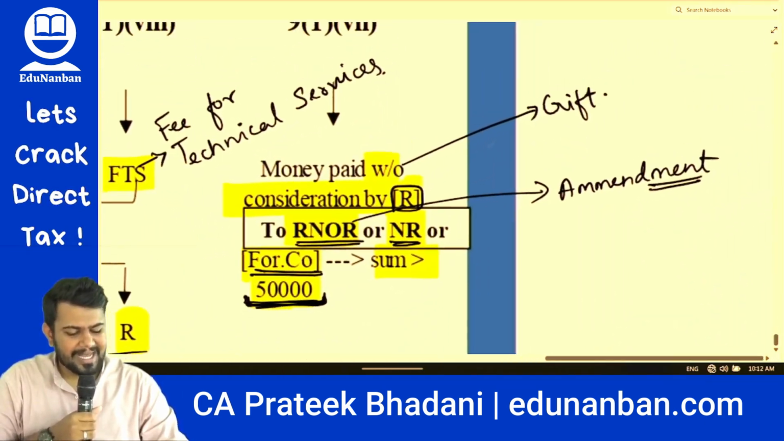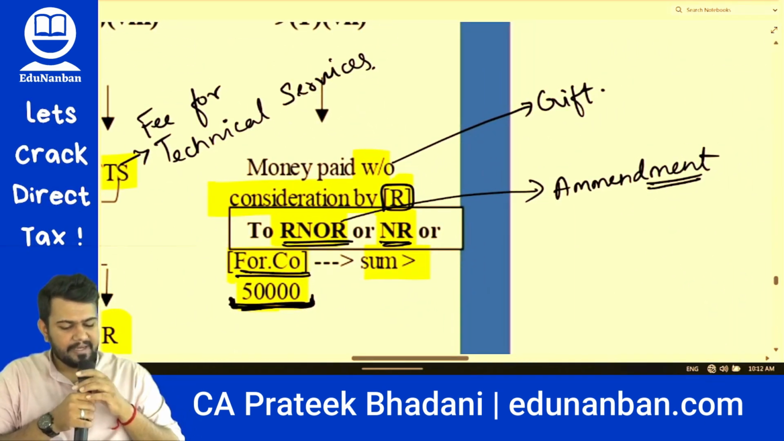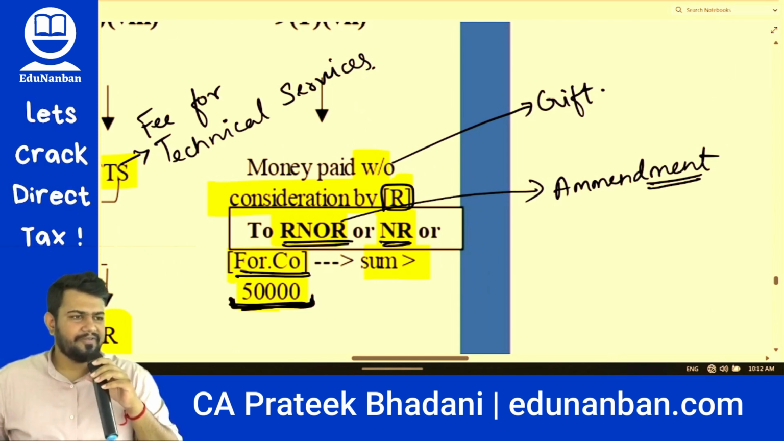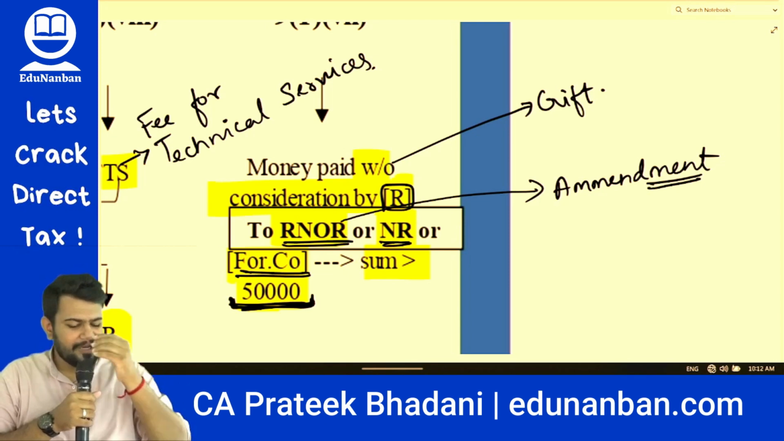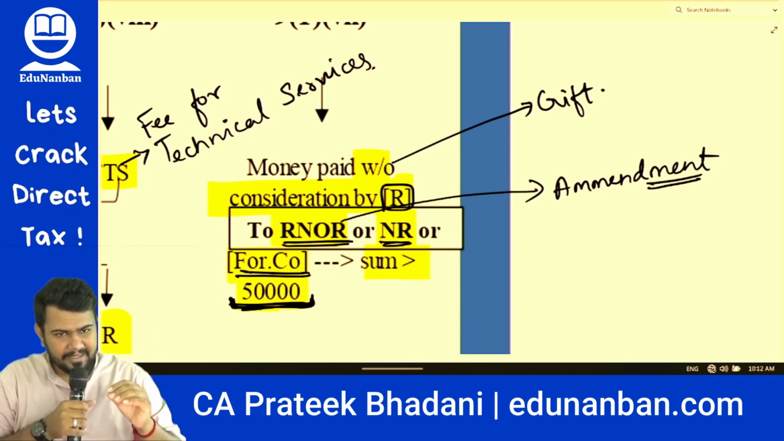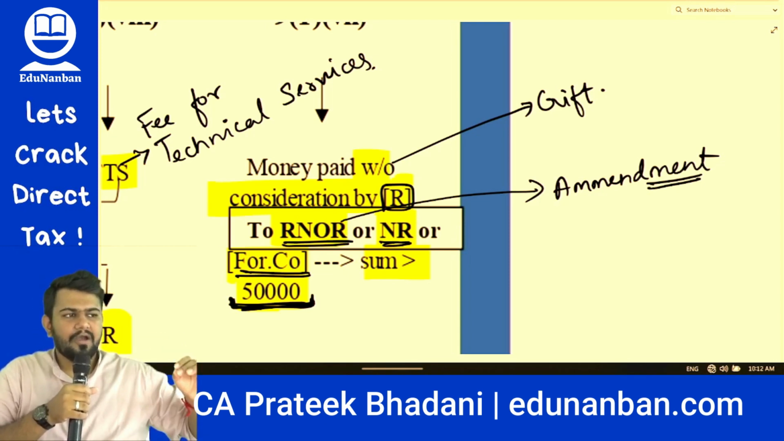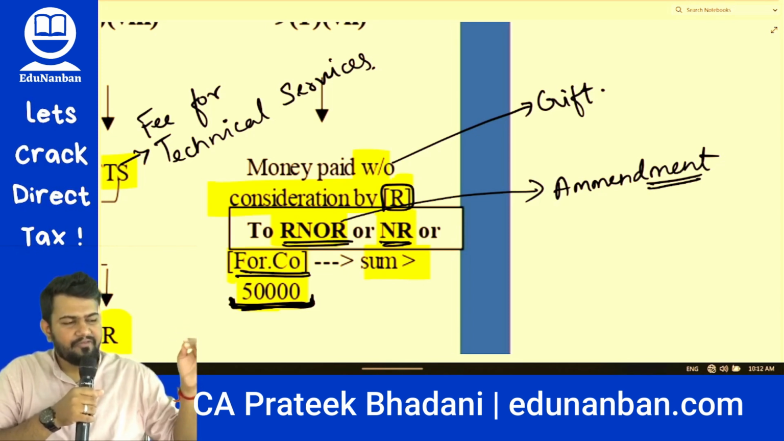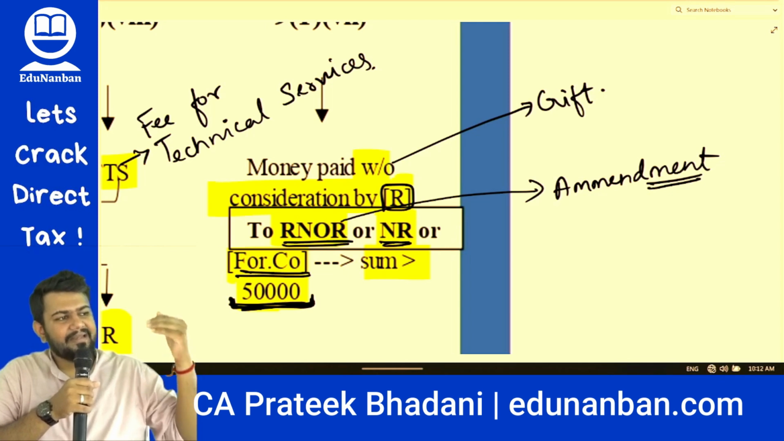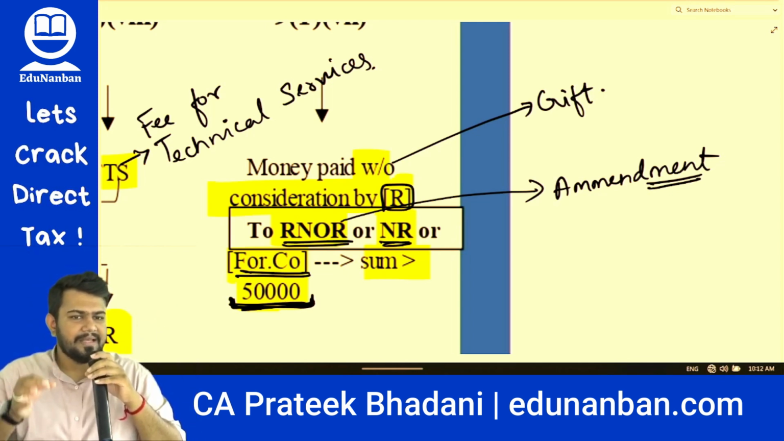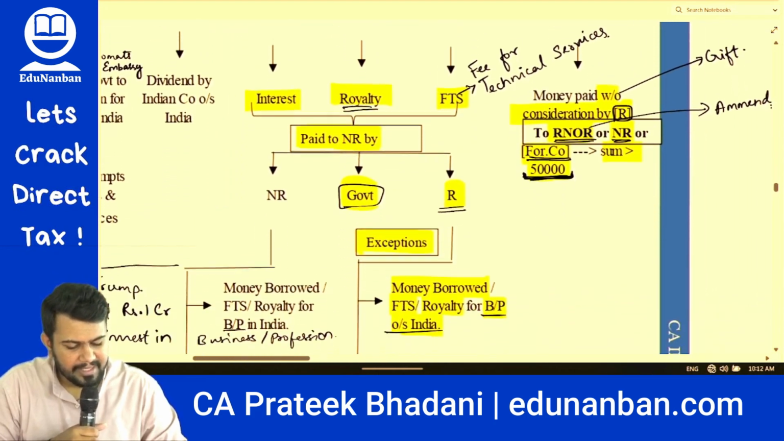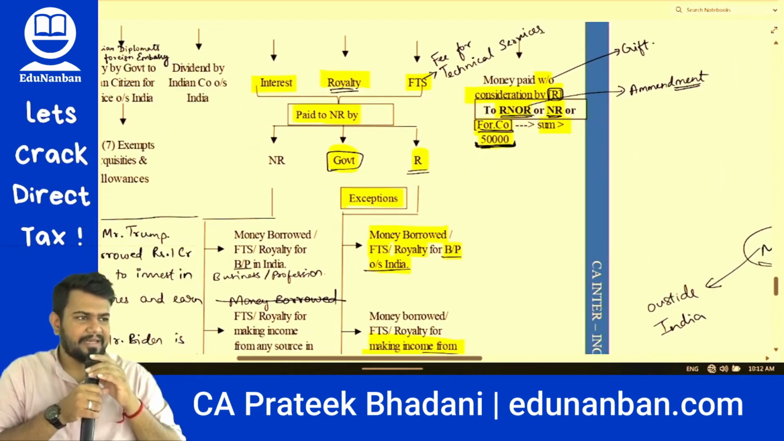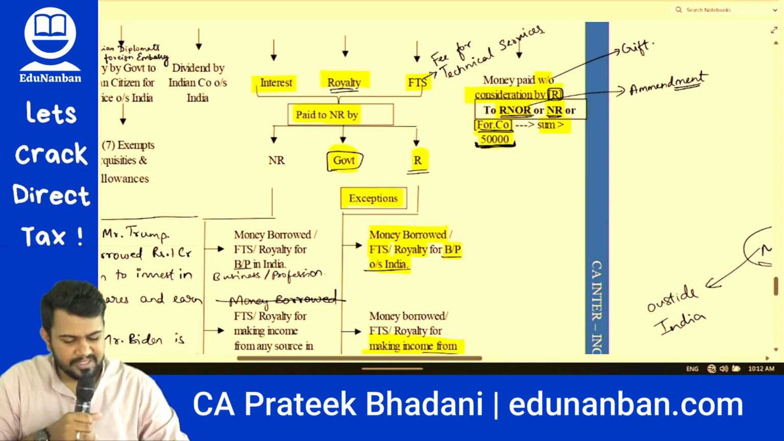First, let me discuss the last point. If money is paid without consideration, what does it mean? It is a gift. If money is paid without consideration by a resident to a resident but not ordinarily resident, or non-corporate non-resident, or a foreign company, which is greater than 50,000 rupees, then such amount will also be deemed to accrue or arise in India. Then let's come to interest, royalty and fee for technical services, the last part of this chapter.